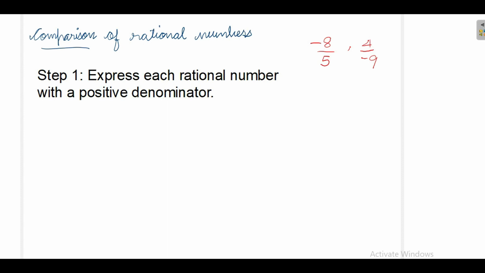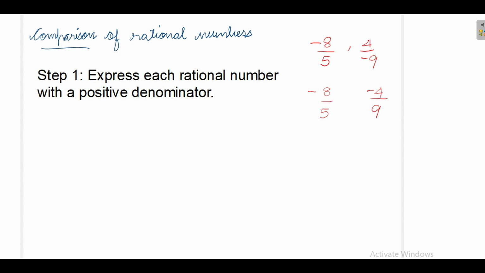Okay, so minus 8 by 5, you can see you already have only a positive denominator, so you can leave it as such, whereas in 4 by minus 9, you can see the minus sign is in the denominator. So even if your minus sign is carried over to the numerator, there is no change in the value of the rational number, right? So you can rewrite it as minus 4 by 9. So this is the first step. So our first step is done.